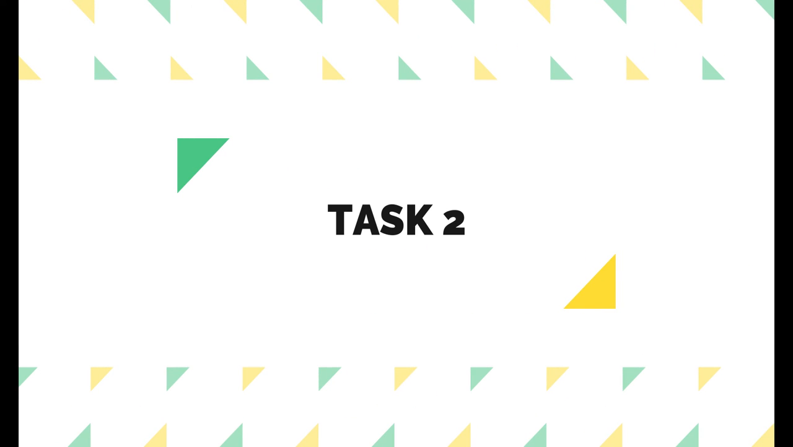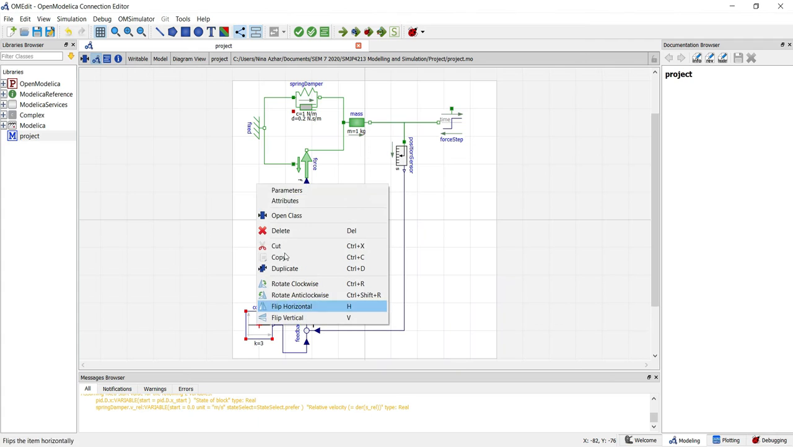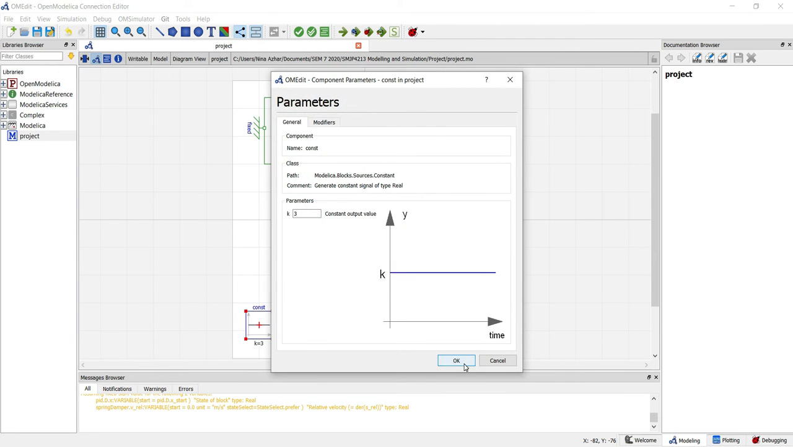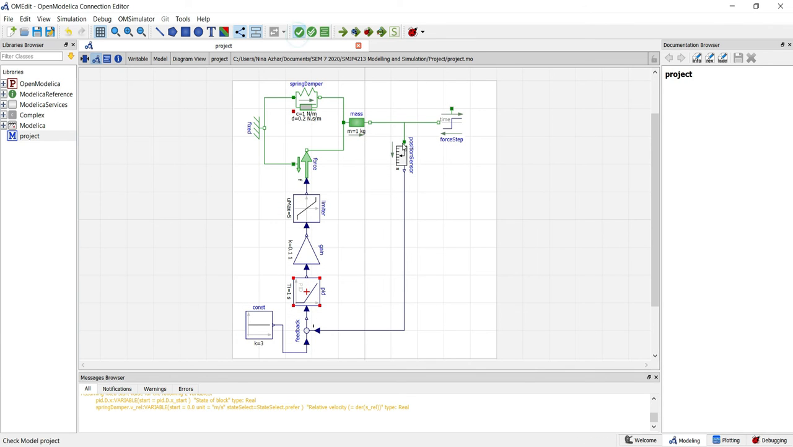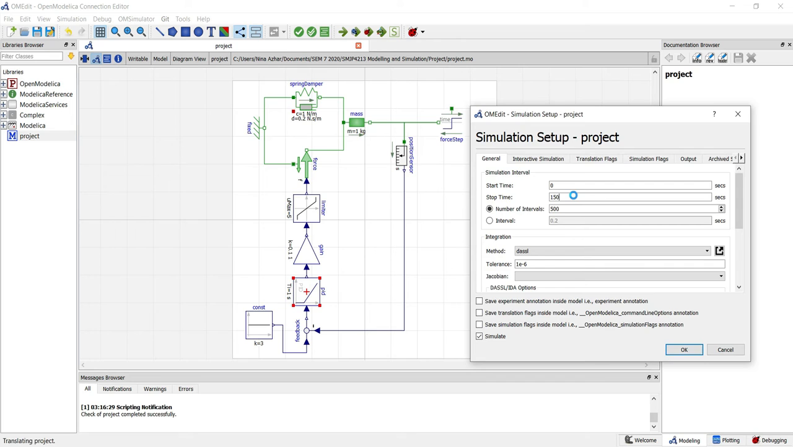For task 2, the desired position for the right side of the mass is set to 3 meters. The PID controller parameters are tested with values k equals 1, Ti equals 1 second and Td equals 0 seconds. Stop time is 150 seconds.